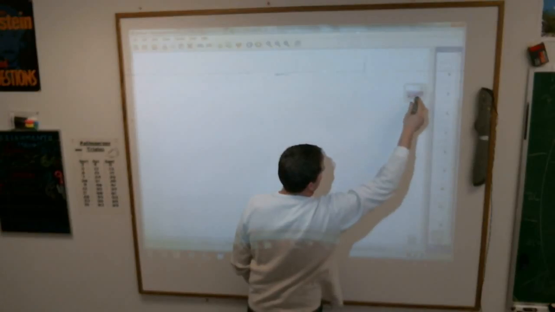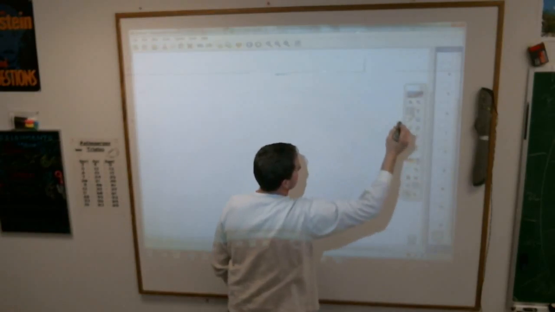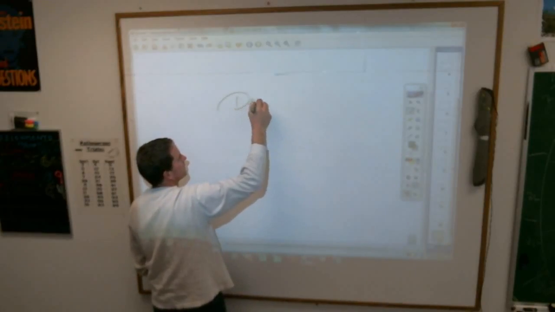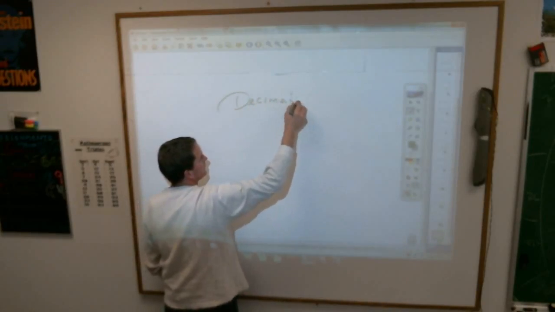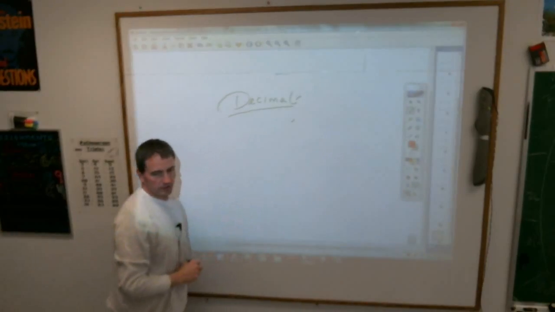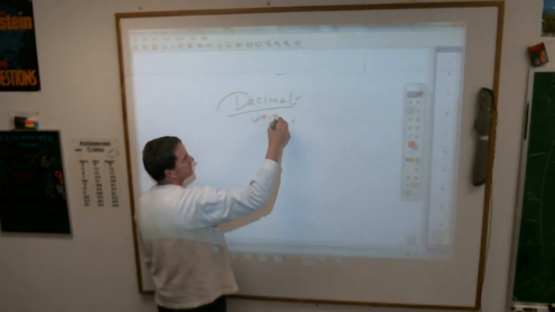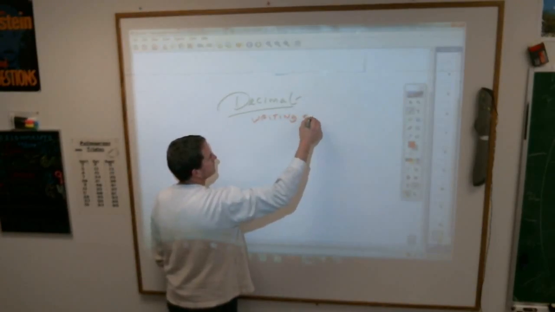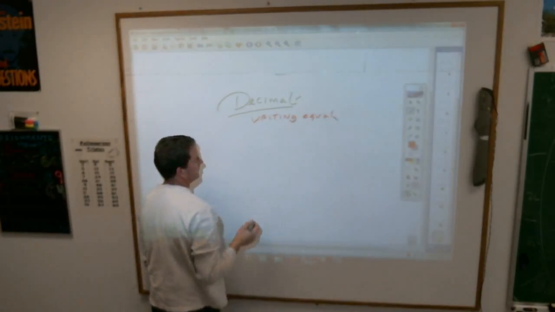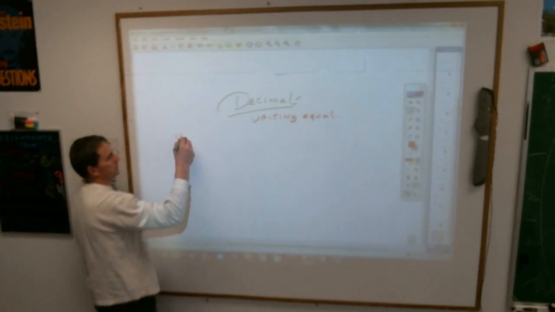Under decimals, I think we've talked about this before. The book calls it writing equal decimals, or equivalent ones. And the basic gist of this is that you can do this. Write this down in your notes.